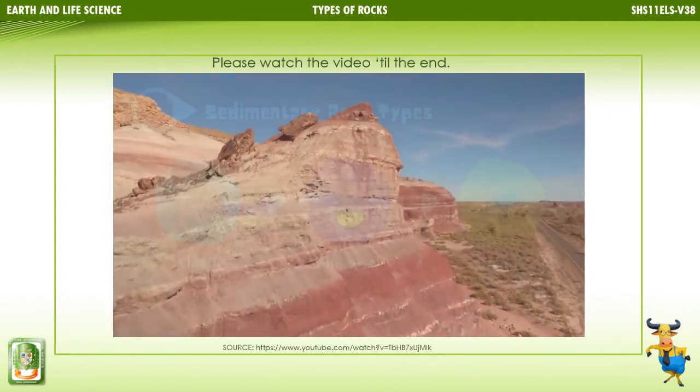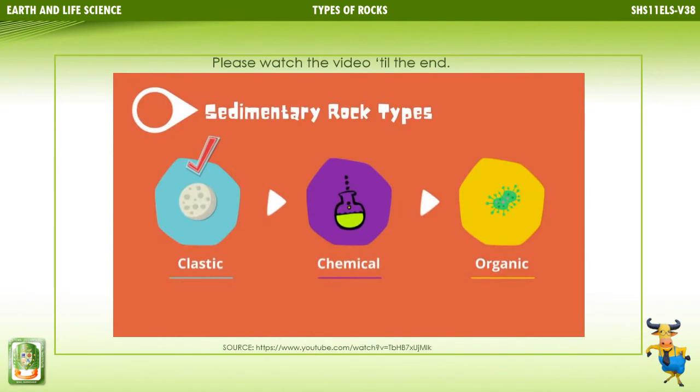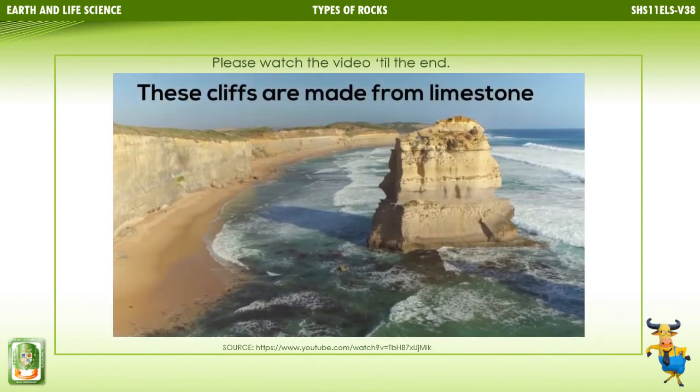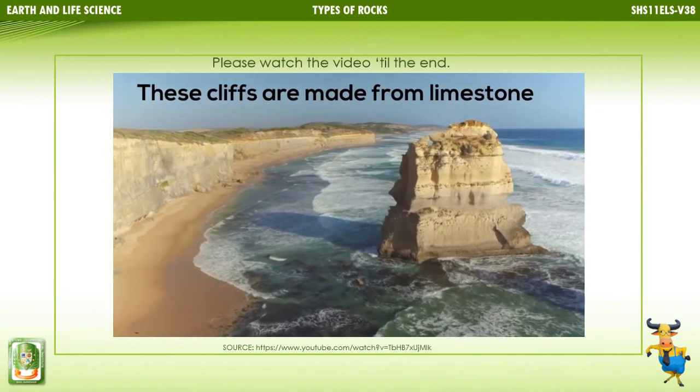Some common groups include clastic sedimentary rocks, which form from fragments of pre-existing rocks, chemical sedimentary rocks, which form by precipitation of minerals from water. Precipitation is when dissolved minerals come out of water. And organic sedimentary rocks, such as coal and limestone, which form from the accumulation of plant and animal debris.